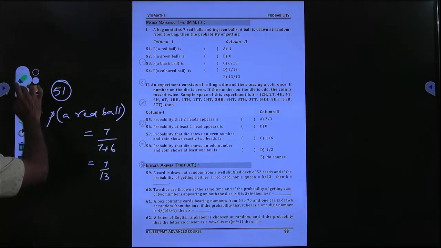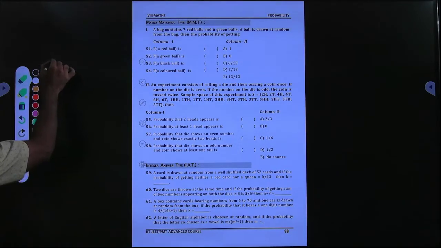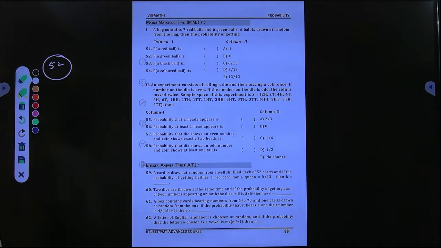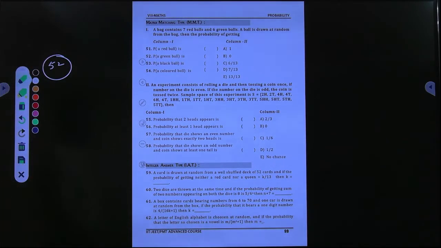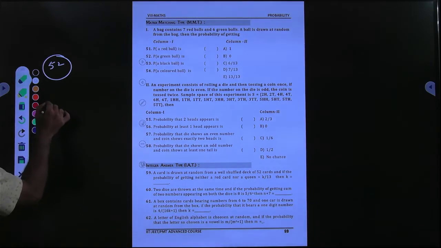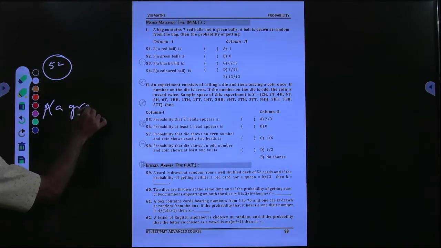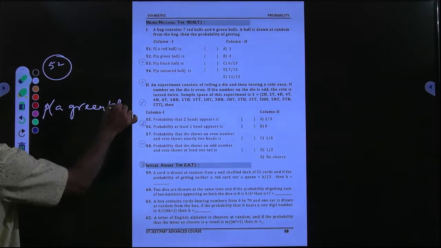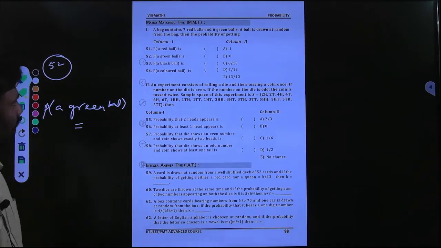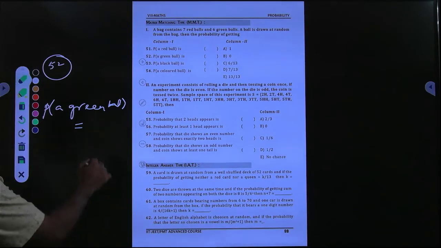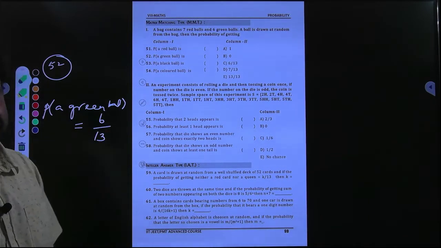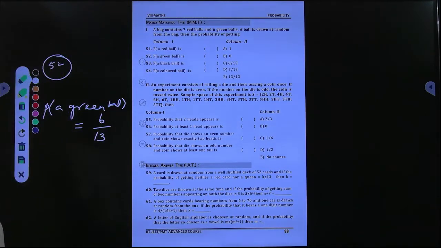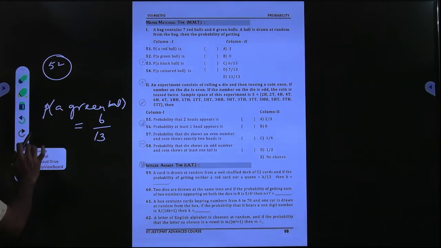Next, question number 52. P of a green ball means probability of choosing a green ball from the bag. P of a green ball is equal to number of green balls by total number of balls. Number of green balls 6, total number of balls 13. So 6 by 13 is the correct answer. Option C. Next, question number 53.